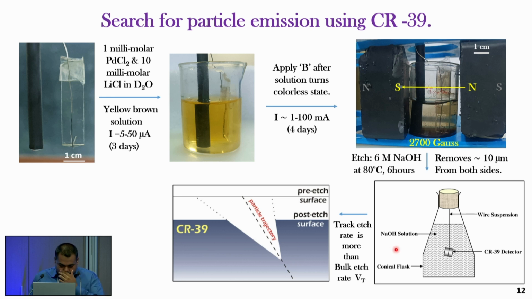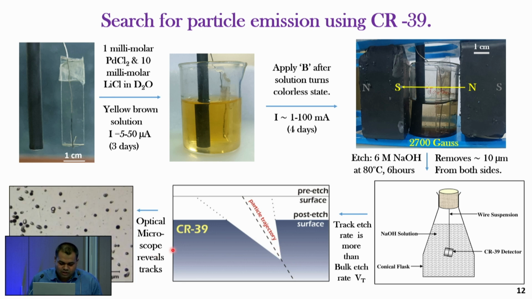And so what happens during the etching is that the particle, when it travels through the CR39, breaks the molecules of the polymer. And those latent tracks are basically preferentially etched as compared to the bulk region of the CR39, where the particle has not interacted. So the speed of the particle track etching is greater than that of the bulk. So what we get is a particle track, and this can be seen easily using an optical microscope.